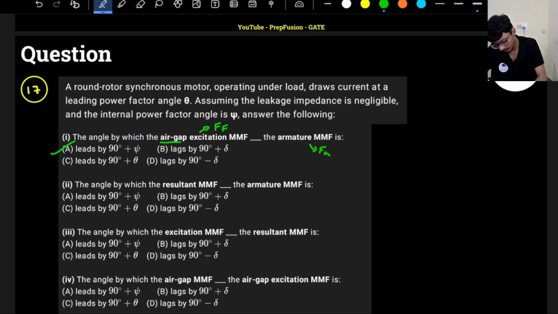What about the next one? The angle by which the resultant MMF and the armature MMF leads or lags.